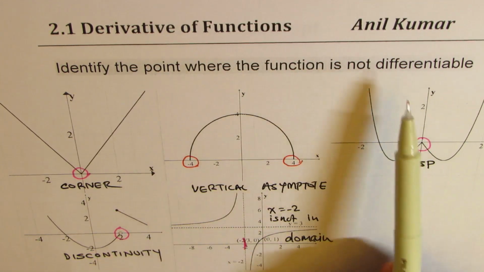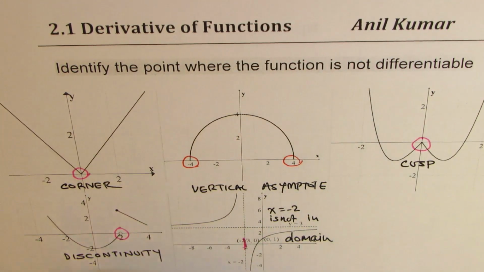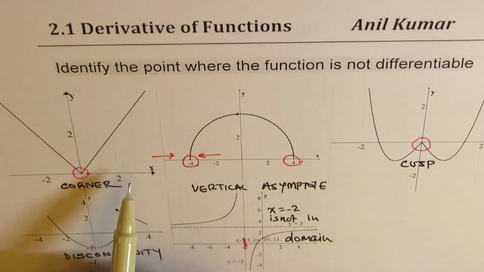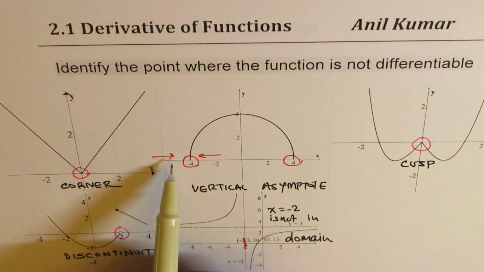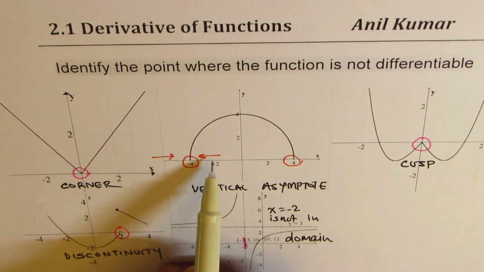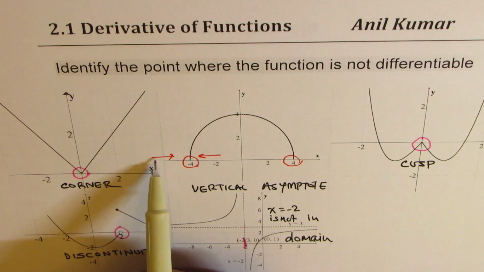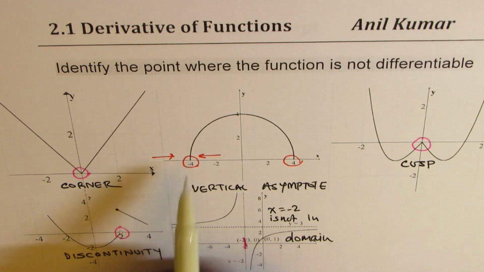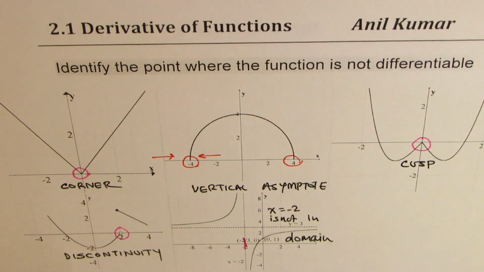So whenever we talk about differentiability, we're actually approaching from both sides. It's very important to understand. So you have to find the limit of the function as you approach from the left side and from the right side. Now in this case, you cannot approach from the left side, right? So therefore, it is not differentiable at +4 and -4. Do you understand? That is the reason, correct?